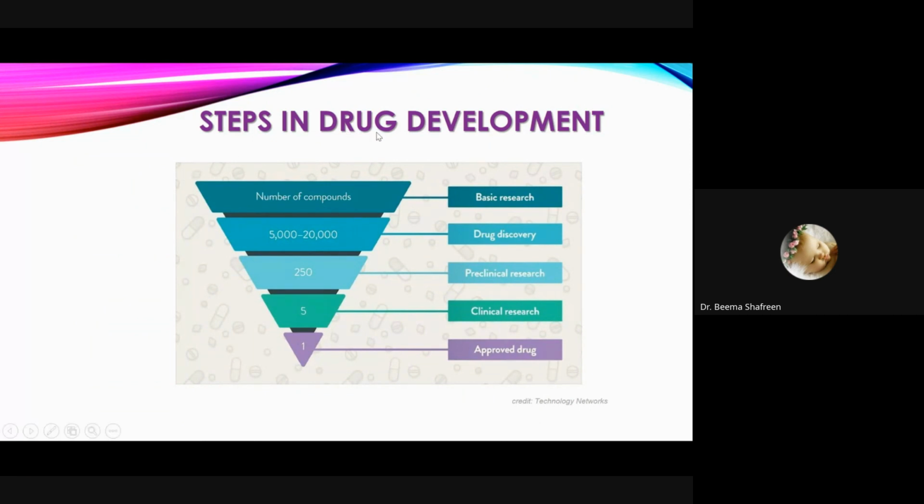So the steps in drug development are: the basic research, where we have around 10,000 compounds. Then drug discovery, with 5,000 to 20,000 compounds. Then preclinical research, where we cut down to 250 compounds. Then clinical research, where five compounds are cut down. And finally, we have an approved drug.